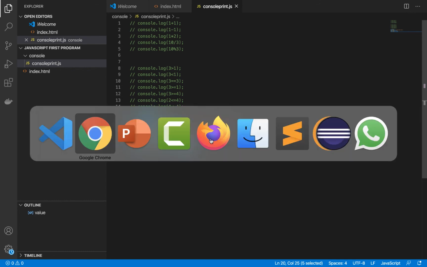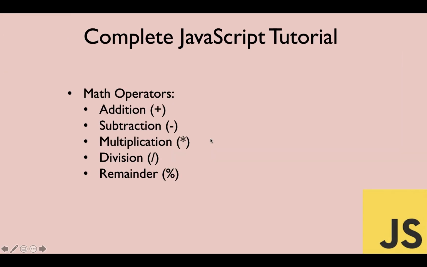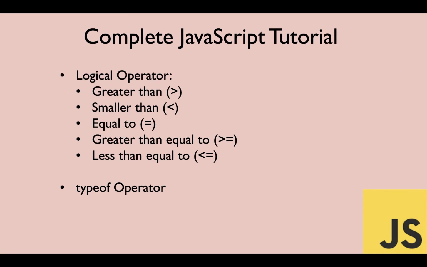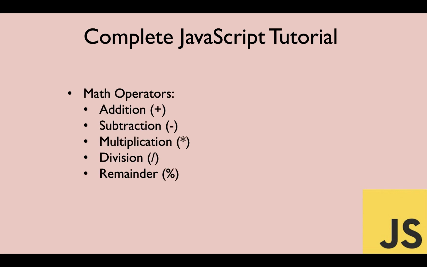So that's it about the basic operators in JavaScript. In this video, we have covered math operators, logical operators, and typeof operators. Again, there are a lot of operators in JavaScript that can be used in your programming, but I believe these are the very basic and very commonly used operators in day-to-day activity. For that reason, I thought of covering this as a part of this video.